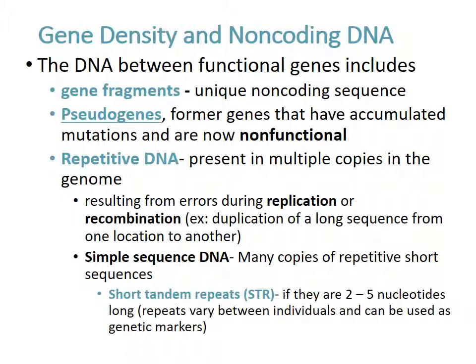So if we look at gene density and non-coding DNA, the DNA between functional genes includes gene fragments, pseudogenes that were probably genes before but have so many mutations now they don't really work, and then repetitive DNA, which is present in lots of different copies in the genome. This can result from errors during replication or recombination. Maybe we make a copy of a big piece that we didn't need when it got in a different spot.